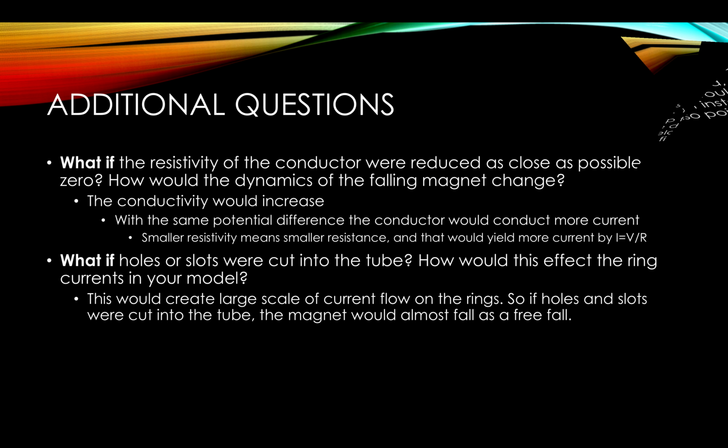If the resistivity in the conductor were reduced to as close as possible to 0, the dynamics of the falling magnet would change by causing the conductivity to increase, and then more current would be yielded. This is because by Ohm's law, V equals IR, so I equals V over R, and since R is smaller and the voltage is the same, it will cause I to be larger.